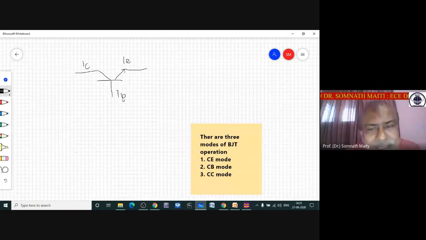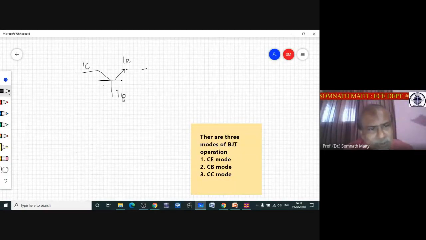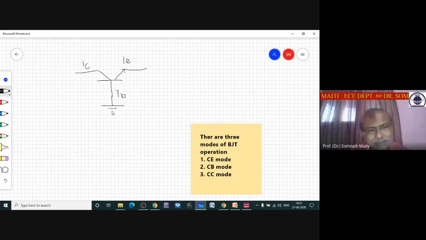Now, when it is called common base, first start with common base. Common base means base should be grounded. Grounded means it is grounded. If you make base grounded, then base to emitter junction should be forward bias. Let's say base to emitter junction should be forward bias.